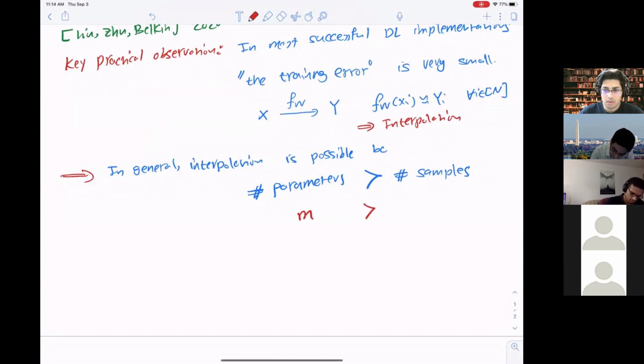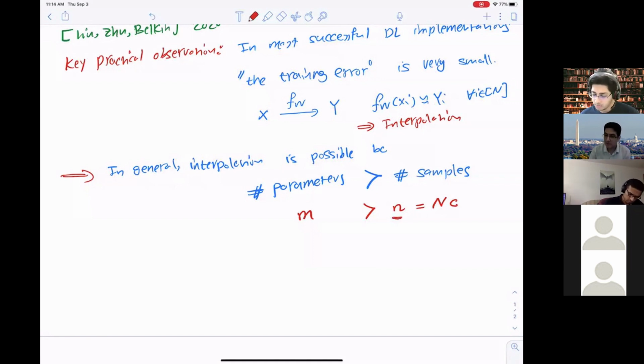And the number of samples, I'm going to refer to with a small n. Remember, the capital N is the number of training samples we have. But for each sample, my label can have C classes, right? So in order to achieve the exact interpolation, I want to make sure that I'm predicting each of the components of my labels correctly for each sample. So in other words, I have n data points that I want to interpolate.